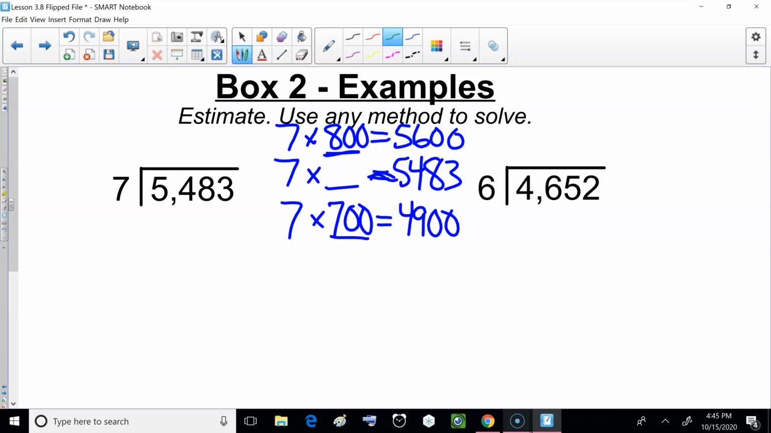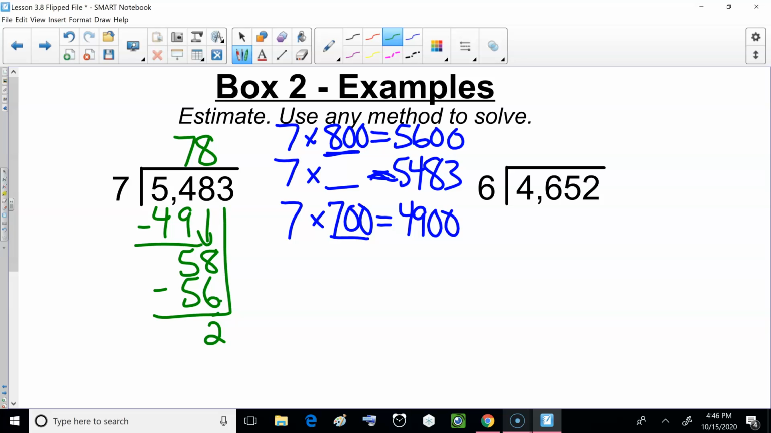7 can go into 54. Well, I kind of gave myself a little hint over there. 7 times 7 is 49. Going to subtract. I'm going to get 5. Bring down the 8 because 5 is less than 7. Well, there's another helpful hint: 56. 8 times 7 is 56. Look at all those answers I was already helping myself out with that I didn't even know about. 58 minus 56 is 2.